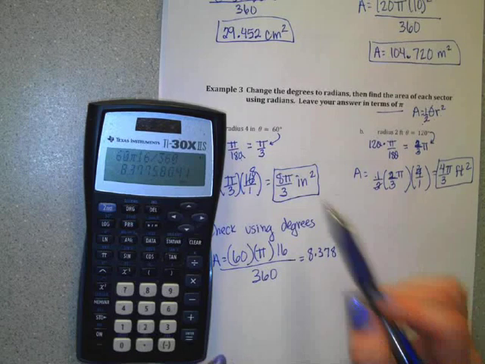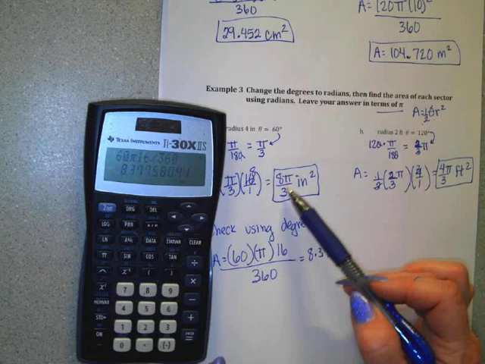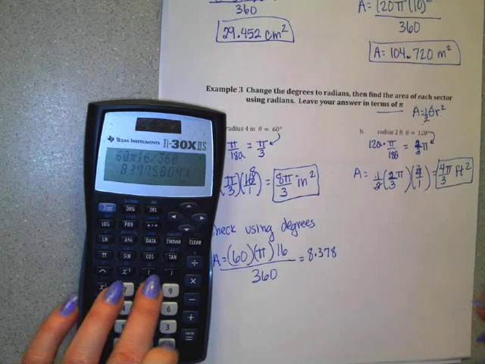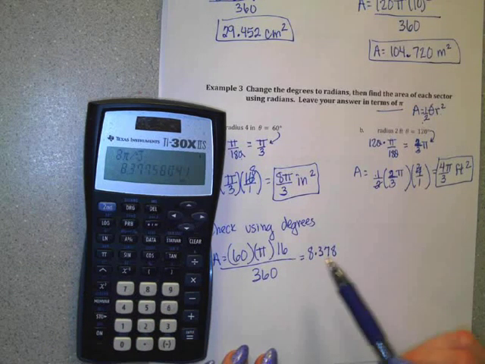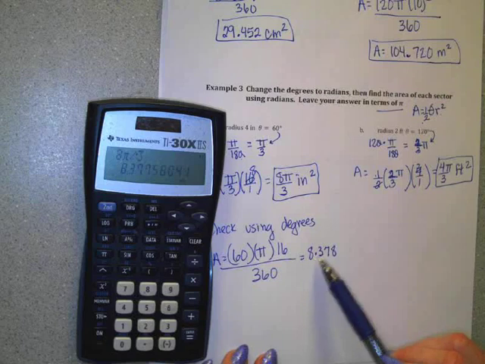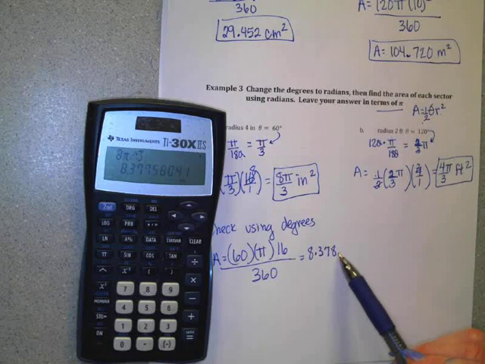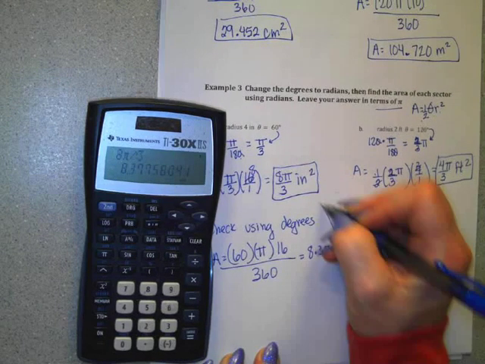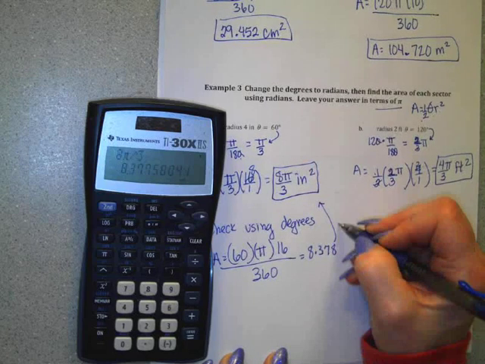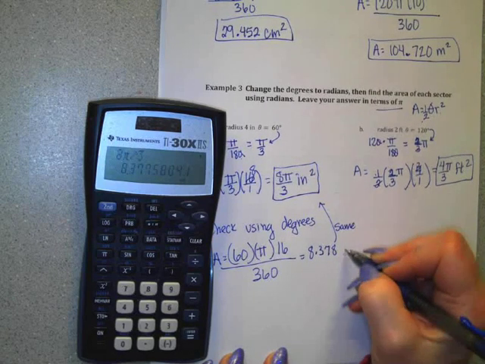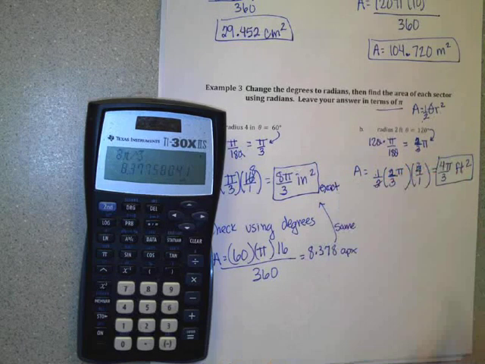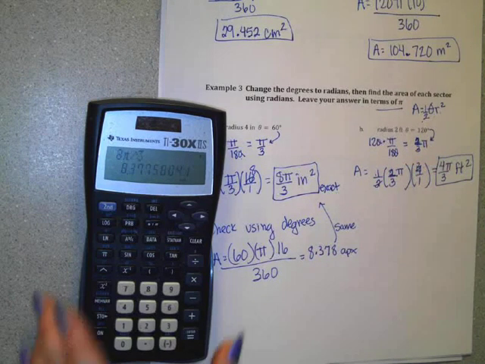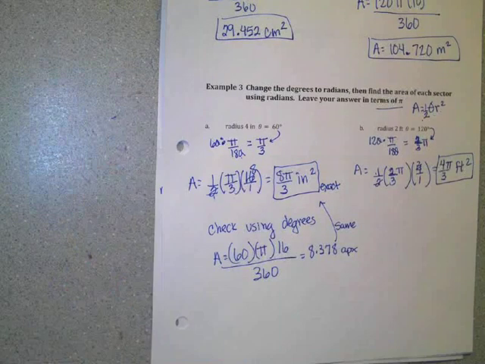8.378. And now if I go calculate what this really is, this is the exact answer, but if I do 8 pi divided by 3, you'll notice I get the exact same answer, 8.38 when I round. So these check. These are the same. This is the approximate answer, and this is the exact answer. So if you're taking a test or a quiz and you want to see if you've done it correctly, you could always check to see if your approximate matches your exact.